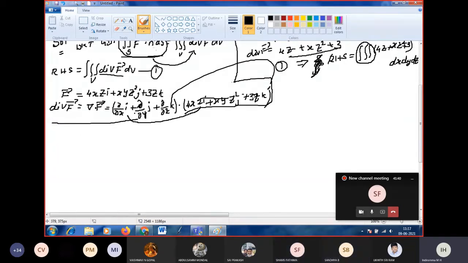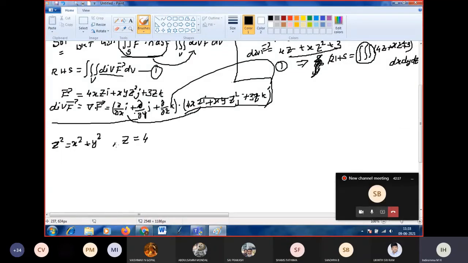Yes, that is a cone given, right? Given cone, z square is equal to x square plus y square. And also what they are given? And the plane z equal to 4. So we have to be very careful while finding the limits. For that we have to read the question carefully. Over the entire surface of the region above the xy plane, bounded by the cone and the plane.